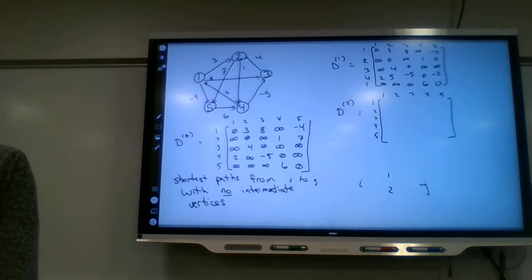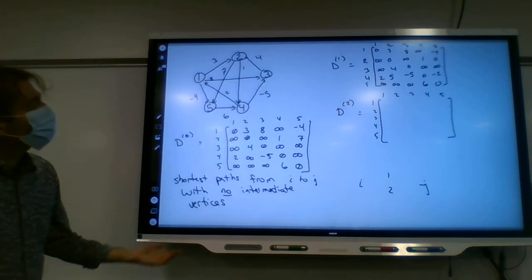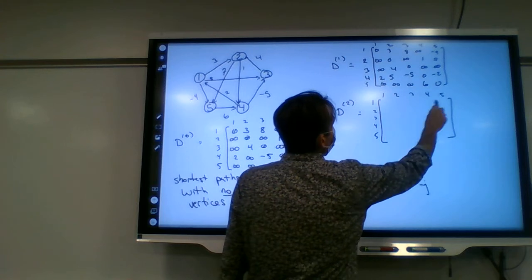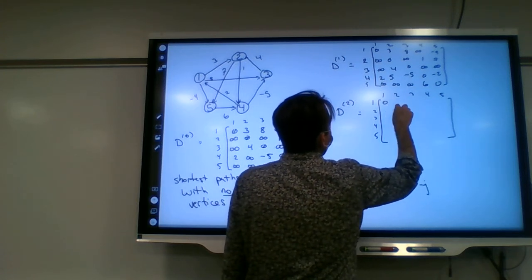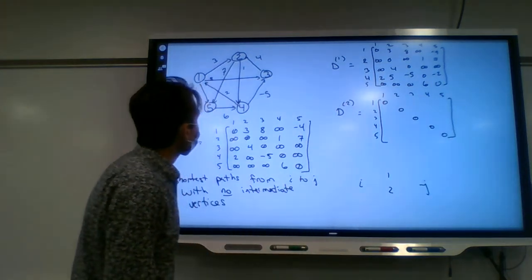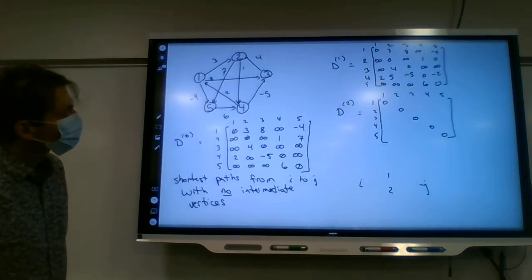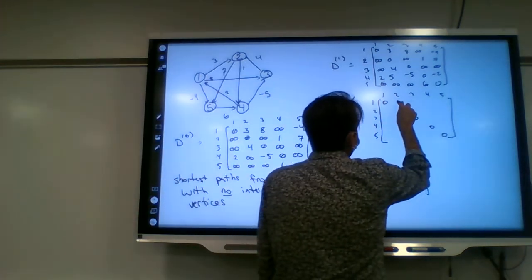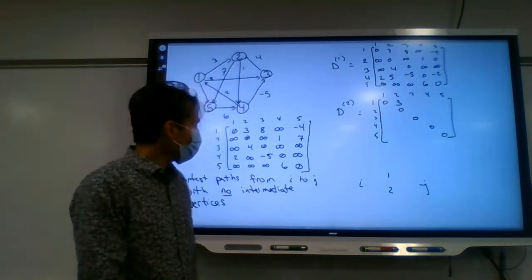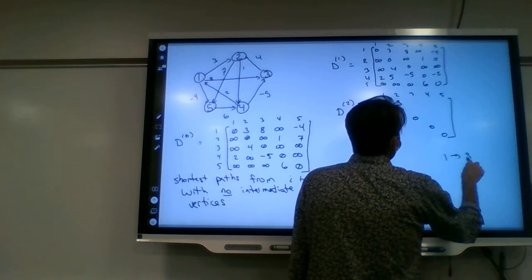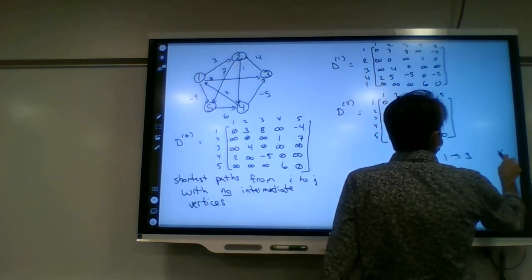All right. So what happens here? We do the same kind of thing. Let's take a look at going from, again, all of these are zeros. Let's go from 1 to 2. 1 to 2, and you're allowed to use 1 or 2 in the intermediate, so nothing changes. Let's go 1 to 3. We're looking at 1 to 3. So 1 to 3 right now is 8.